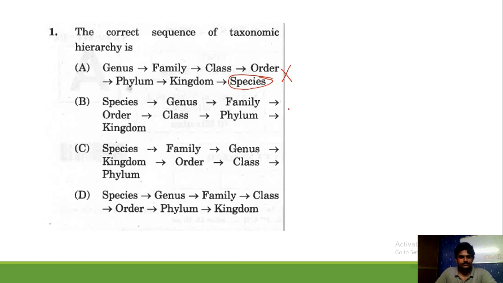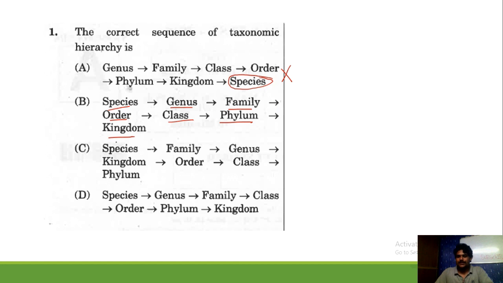Then, as we have learned, first comes the species, then genus, then family, then order, then class, phylum, and kingdom. So what are these things? What are species, genus, family, order, class, phylum, and kingdom? That we are going to know in this video. It is not a simple solution process we are going to do. We are going to learn the other things present in the options.